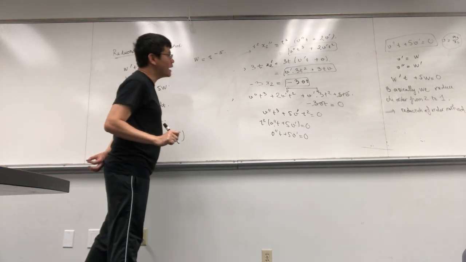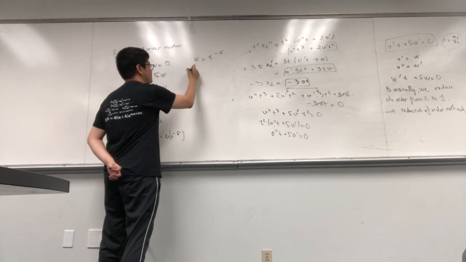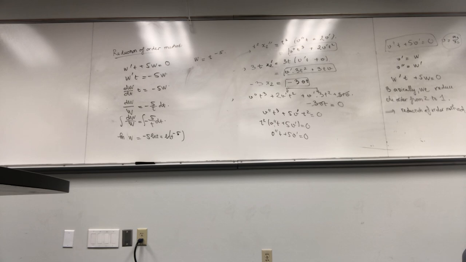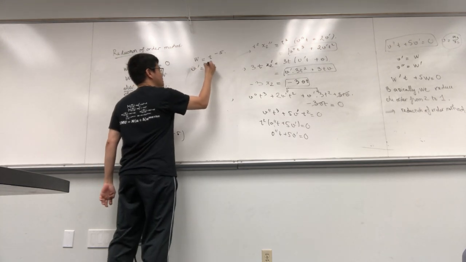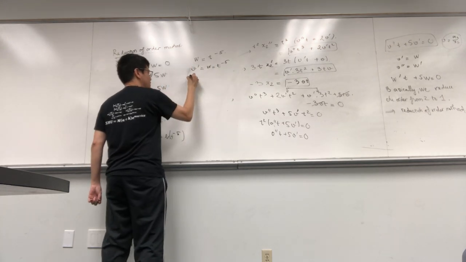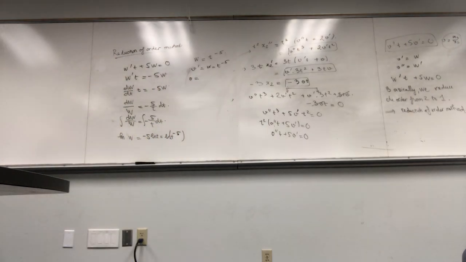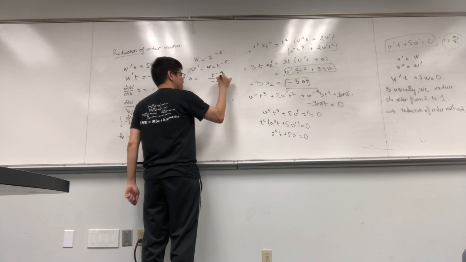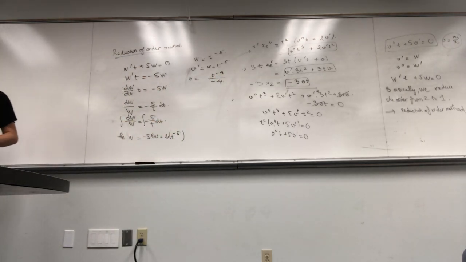So now I want to find V. How can I find V? Doesn't V prime equal W? Yes. So I have V prime is W, and this is t to the power minus 5, so V is what? I have W is t to the power minus 5, so V prime is t to the power minus 5. So V will be t to the minus 4 over minus 4, right? Plus some constant.